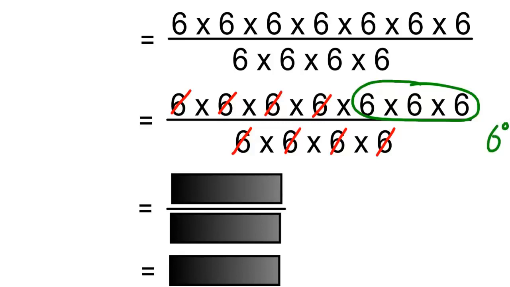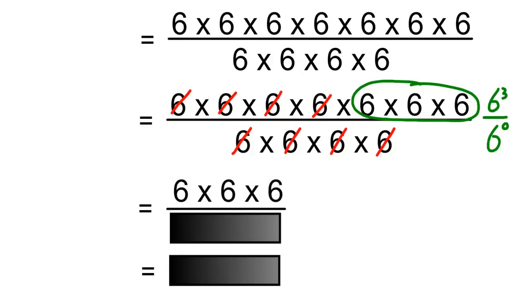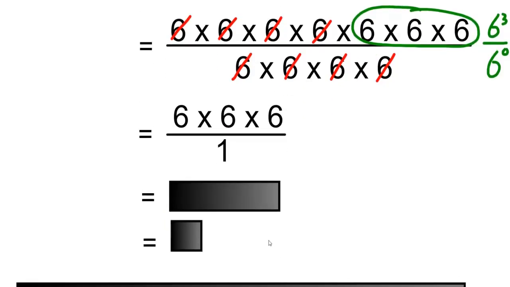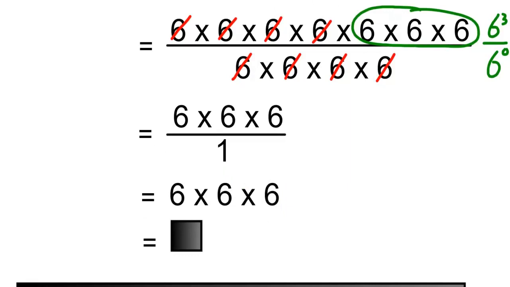This could also be written as 6 to the 3 over top of 6 to the 0. 6 to the 3 is 6 times 6 times 6, and 6 to the 0 would be 1. So 6 times 6 times 6 is going to be 6 to the 3.